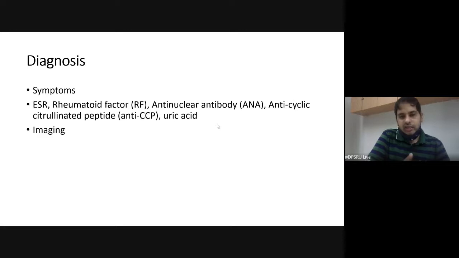Along with these symptoms, as I told you, we do laboratory tests: ESR in the blood, rheumatoid factor, ANA (antinuclear antibody), anti-cyclic citrullinated peptide, and uric acid, to get a clearer picture of how severe the condition is. And imaging is the most appropriate technique for diagnosis of the bone. Whenever someone goes to the physician with joint problems, the first thing the physician says is, get an X-ray, get imaging done. Then they get a clear picture whether there is a cartilage problem or inflammation, and for inflammation you get these laboratory tests.